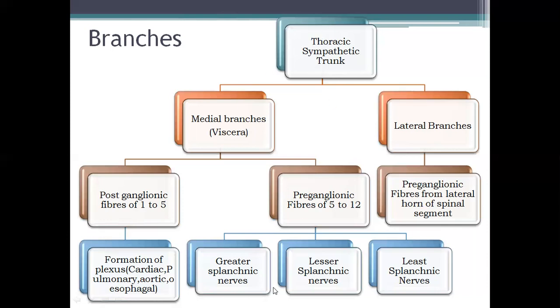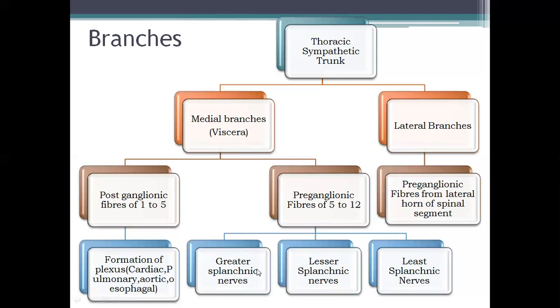All these are formed by the postganglionic fibers of the 1st to 5th ganglia of the medial branch of the thoracic sympathetic trunk. Okay, then what do the preganglionic fibers of the 5th to 12th thoracic ganglia do? These preganglionic fibers will be divided into 3 splanchnic nerves. Splanchnic means it supplies the viscera. As we know, this medial branch overall supplies the viscera. So it will be divided into the greater splanchnic, lesser splanchnic, and least splanchnic nerves.